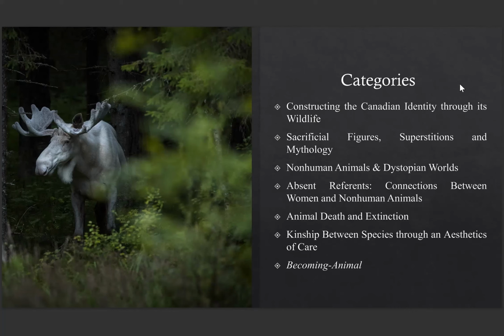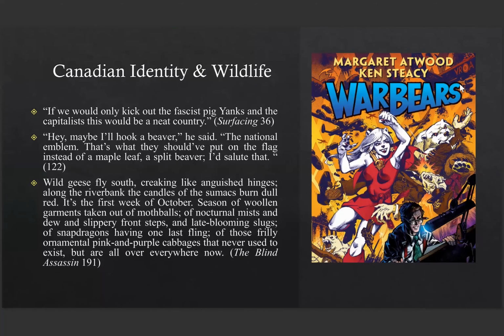Now, because of time, I won't go over everything, but I wanted to show you some examples of what can be found in her novels, and maybe next time that you read a novel or a poem, they'll help you look at it in a different light. So the first one will be the Canadian identity and wildlife.